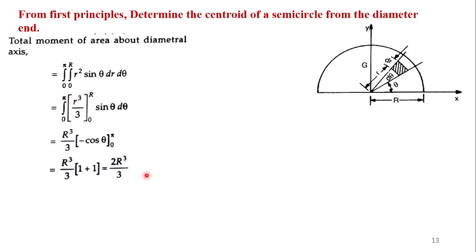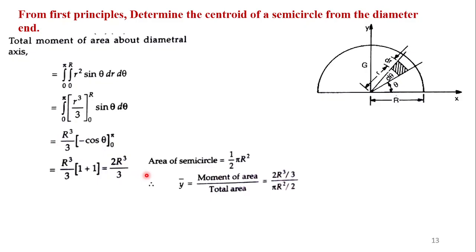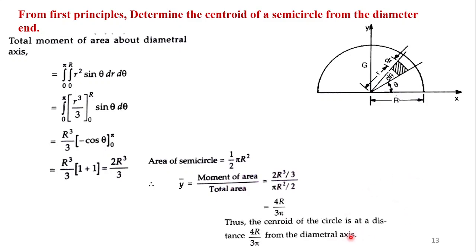Once you perform the integration, you are going to get the first moment of area. The area of the semicircle is known to us, pi r square divided by 2. So y bar is nothing but the moment of the area divided by the total area, that gives me the location of the centroid from the diametrical end. Why diametrical end? Because it is taken at the bottom side. So that is the reason.